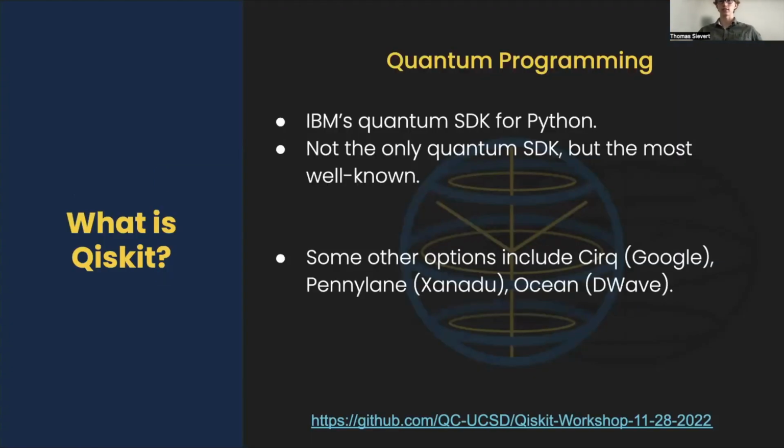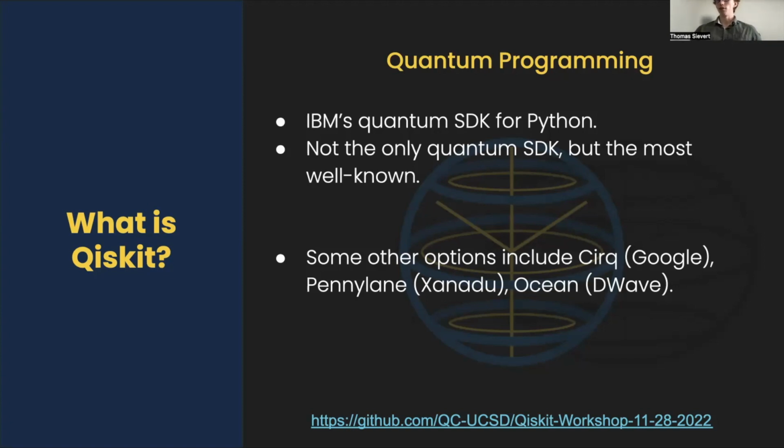Okay. What is Qiskit? Broadly, Qiskit is just a quantum SDK for Python that's made by IBM. So it's not the only one. You can do quantum programming with a few different libraries, but it's one of the most well-known. And it's nice because IBM has been in the quantum game for the longest, if not the longest, then close to. So their library Qiskit is quite well documented and has a lot of features.